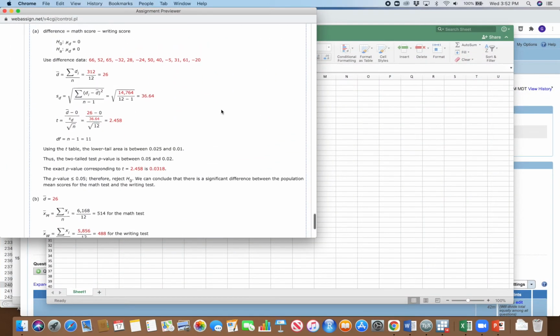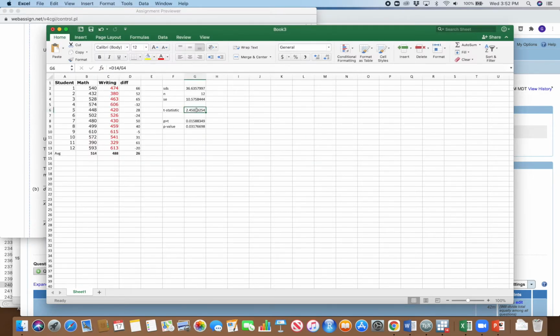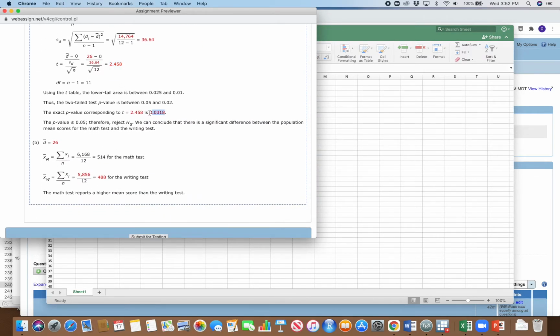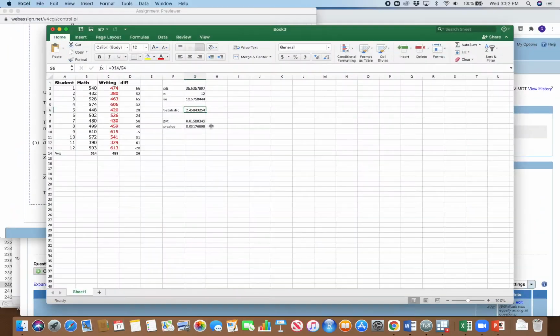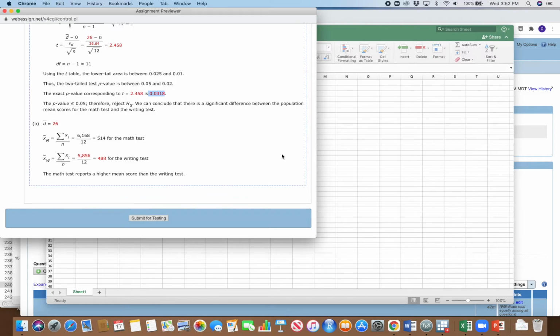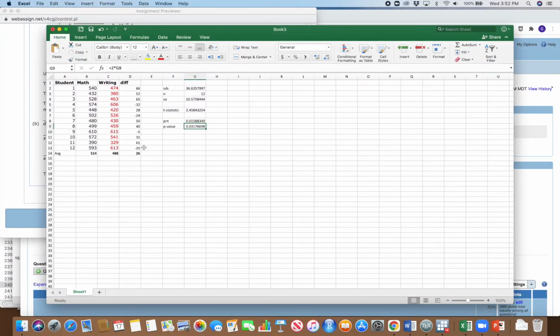So let's just check this out. I have the solutions open. There is our t-statistic, 2.458. Here is our p-value, 0.0318. And then they ask you some other questions below. D bar right there, they ask you for that later. But really, we needed to calculate it earlier in the process right there anyway. So there's 26.